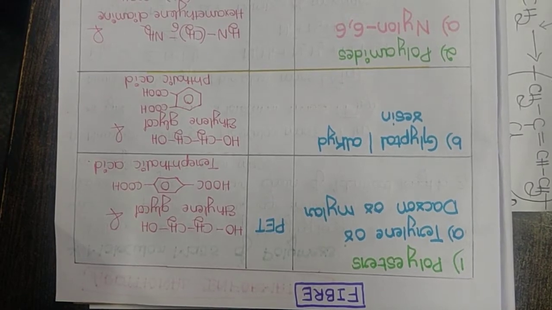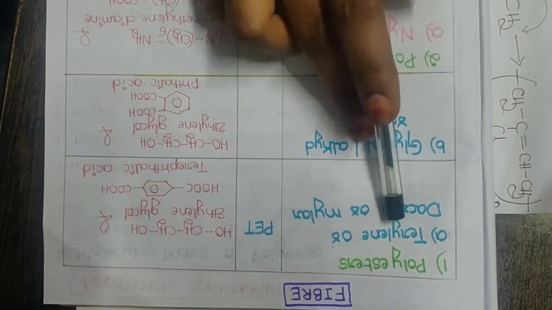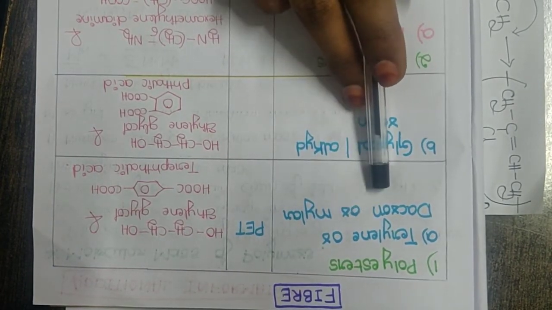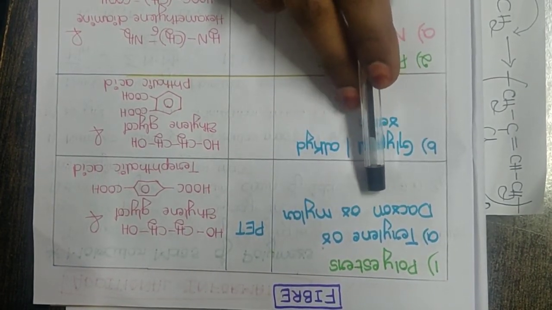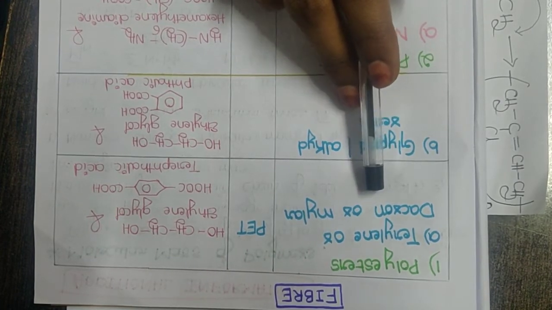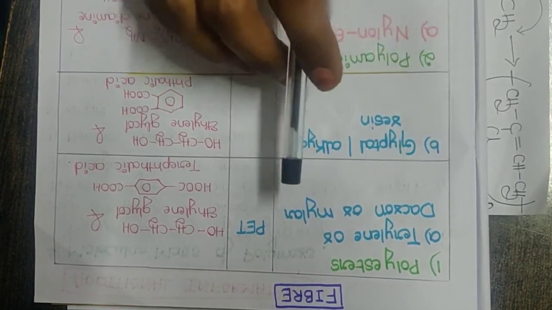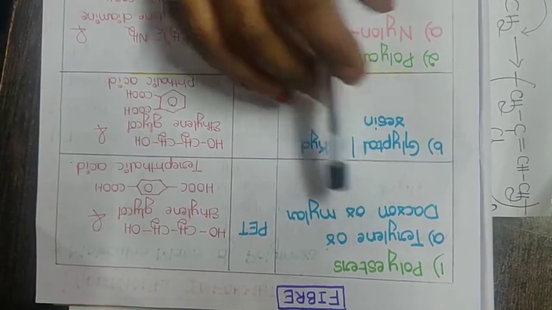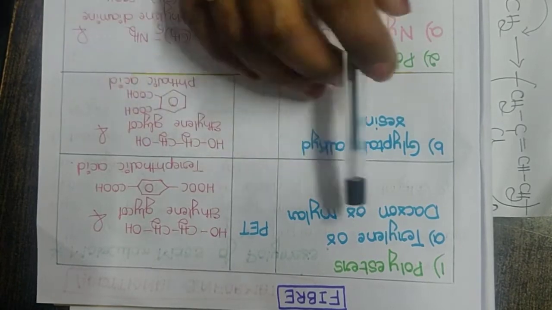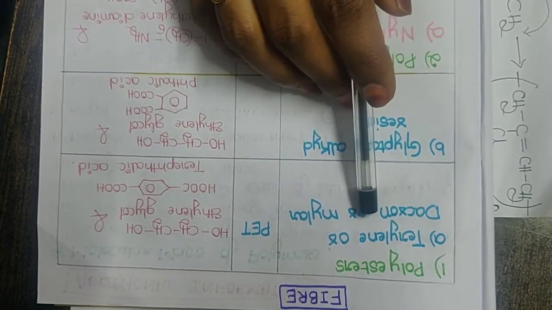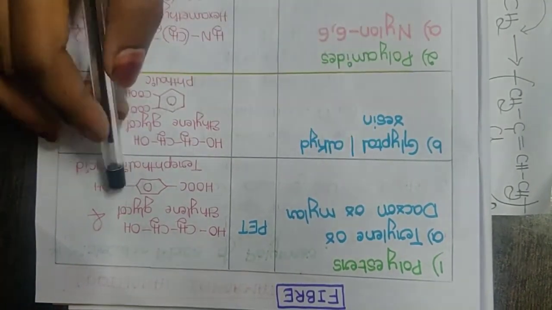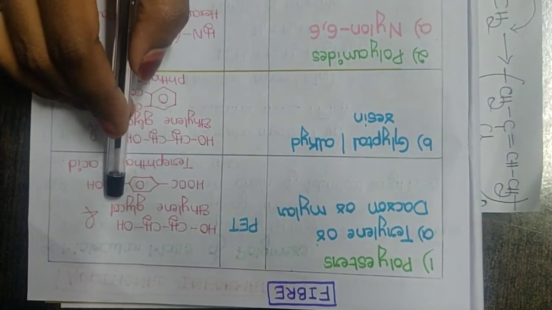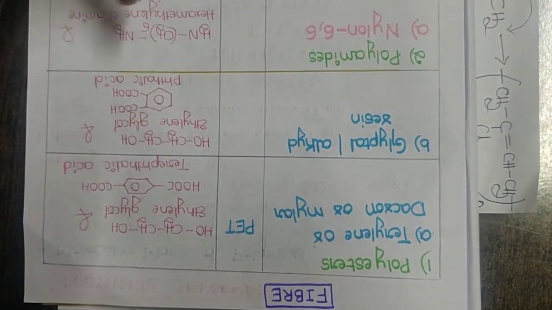So let us begin with the first one, which is called terylene or Dacron. Commonly it is also called wash and wear cloth or wash and wear fabric. Okay, so here Dacron is also called mylar. The abbreviation used for terylene is PET. You should know PET is used for terylene. Got my point? So here what are the two monomers? The first one is ethylene glycol, and another one is terephthalic acid.